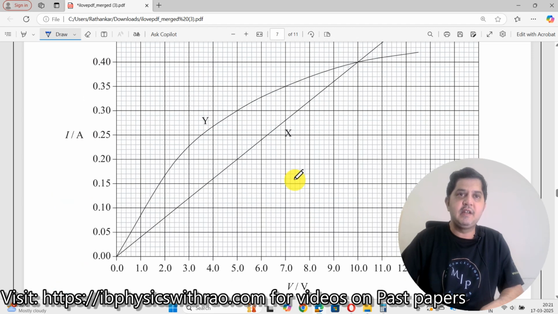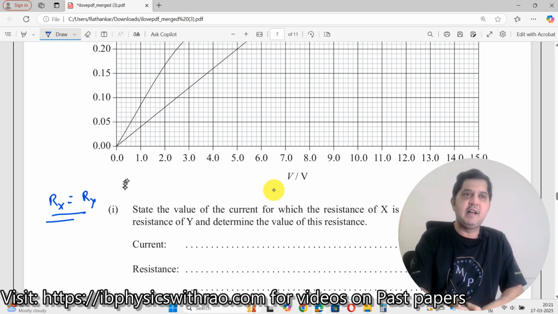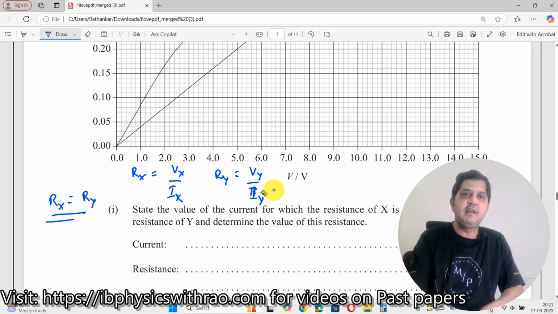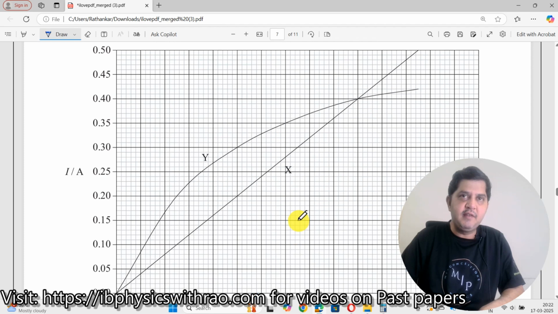Now how do we find it out? If you want Rx to be equal to Ry, what do we need? We need the same voltage and same current. Both of them should be the same, right? Because Rx is determined by Vx divided by Ix, and Ry is determined by Vy divided by Iy. So either the ratio should be the same or it should be similar. Now let us find out where this is possible.